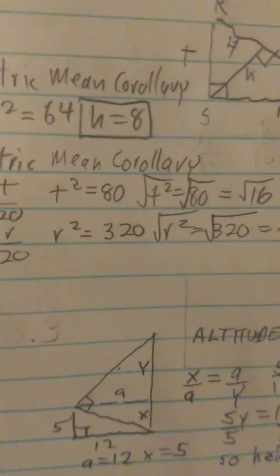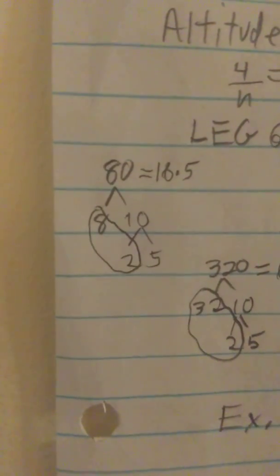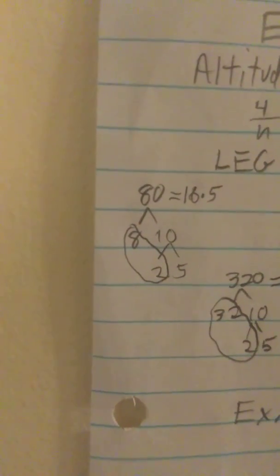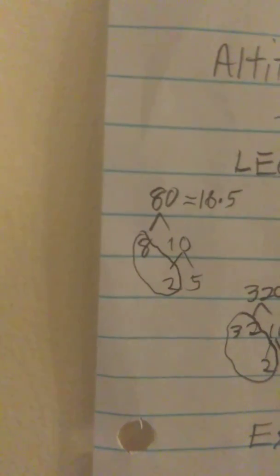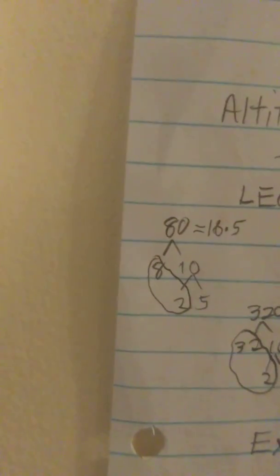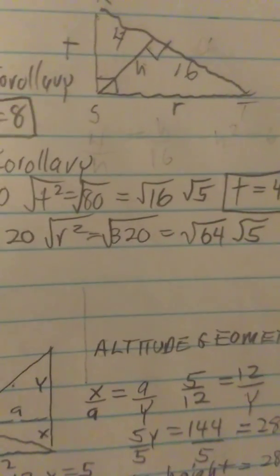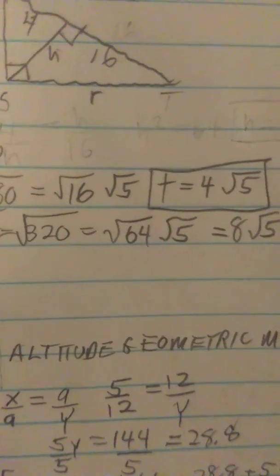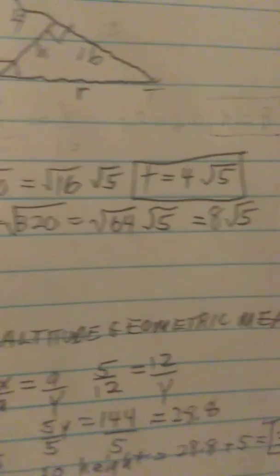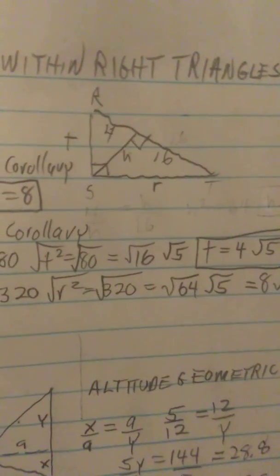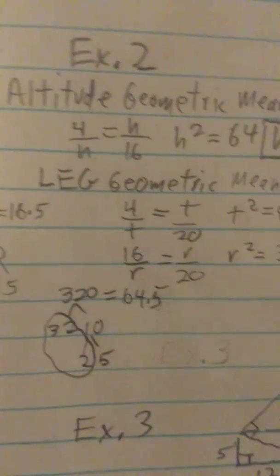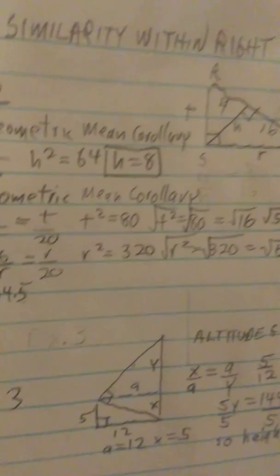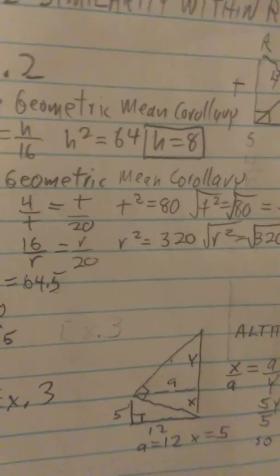Now let's look at how we prime factor that to get the perfect square out. So 80 is prime factored as 8 times 10, 10 is 2 times 5, so grouping 8 and 2 together, we get 80 is 16 times 5, and that's what we need for the square root of 80 to be the square root of 16 times the square root of 5, so we can take that out as 4 square roots of 5. Now to get the leg R, we're going to do 16 over R is equal to R over the whole base 20.